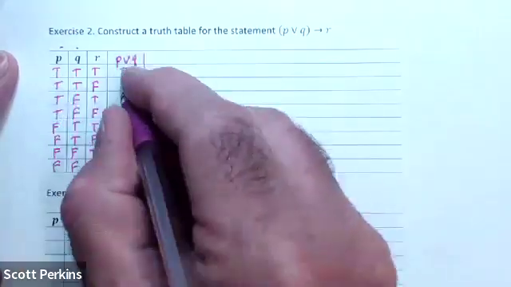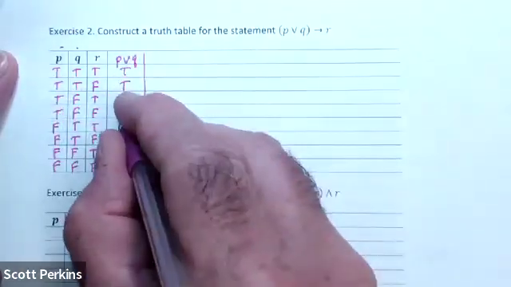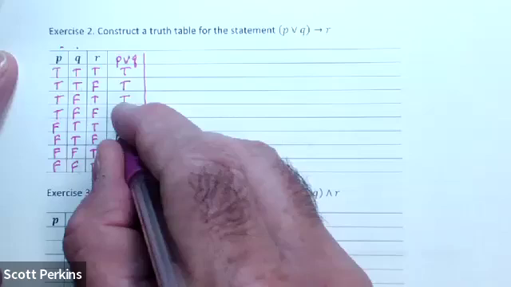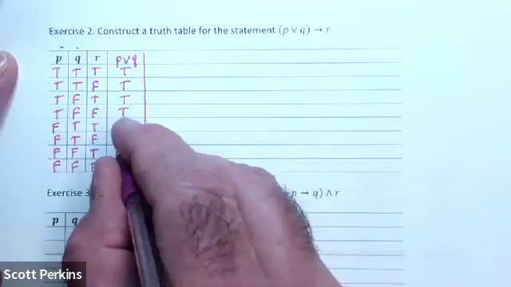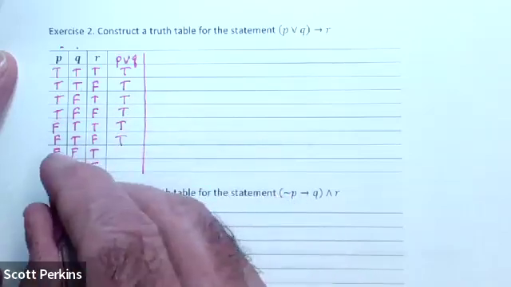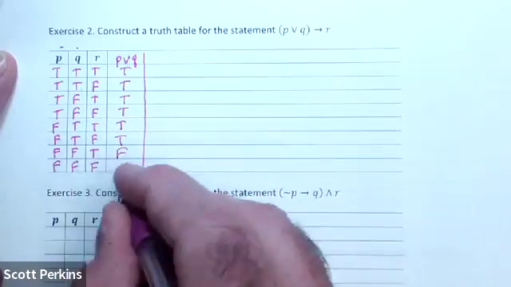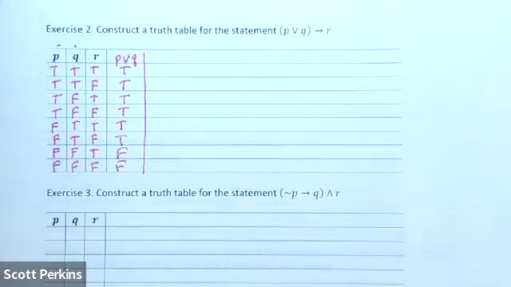True or true again. True or false. True or false. False or true. False or true. False or false, and false or false. So the first 6 ones in that column are true. The last 2 are false.